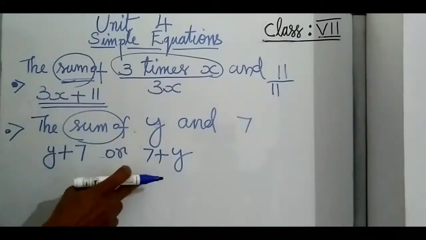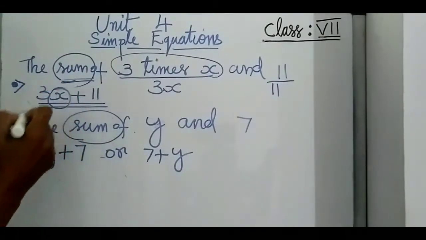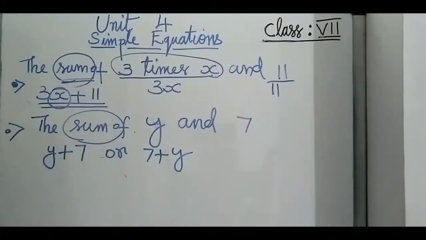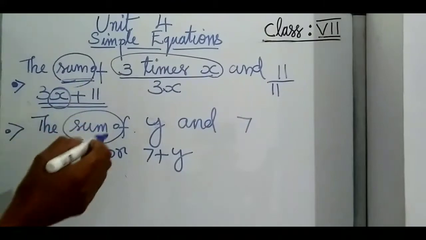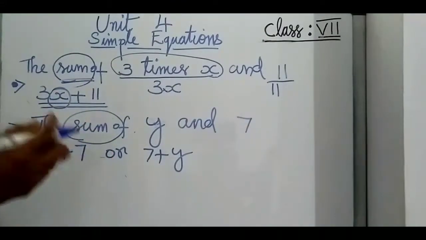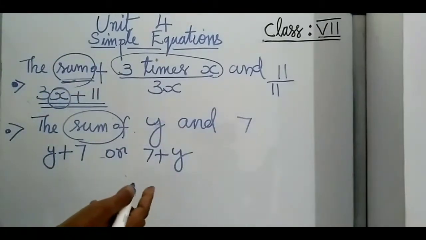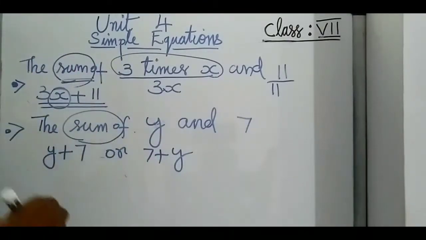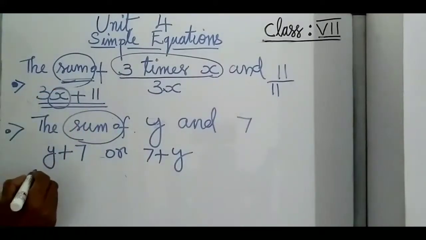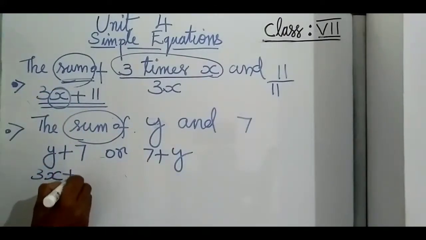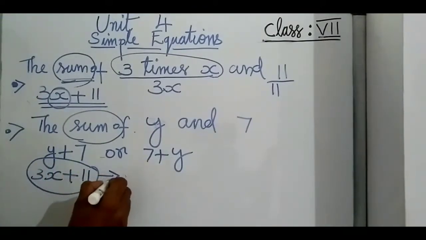These two algebraic expressions contain x. X has one name. What is it? Variable. X is a variable. The word variable means something that can vary or change. How can we understand that? Consider the expression 3x plus 11.